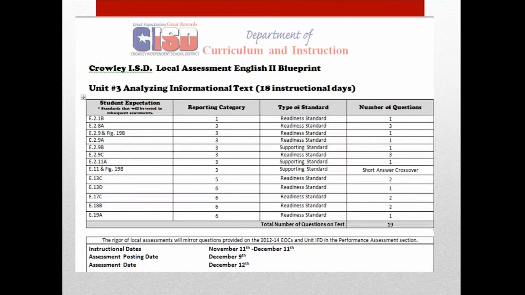Please note the Unit 3 Analyzing Informational Text Blueprint, which is also on the CTO website. Unit 3 lasts 18 instructional days and will be assessed December 12th, before the last week of the first semester.